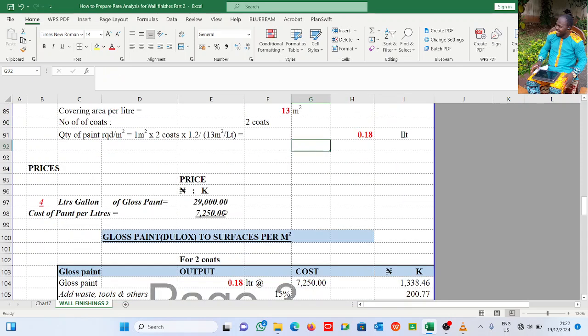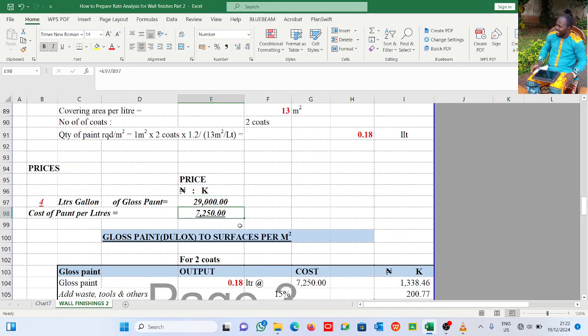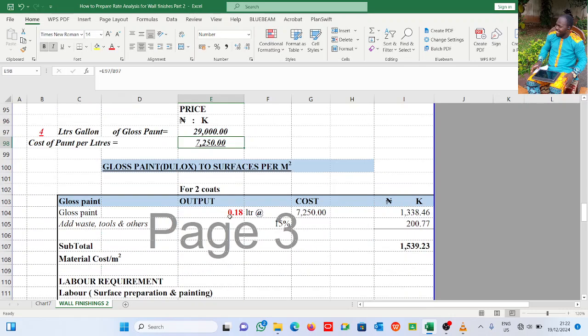A 4 liter gallon of gloss paint costs 29,000. Now the cost per liter is 7,250, I just divided by 4. That's what is represented here, times 0.18. Add waste, tools and others, say 15%. This gives me the material.